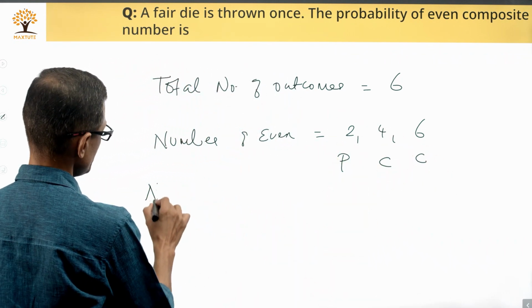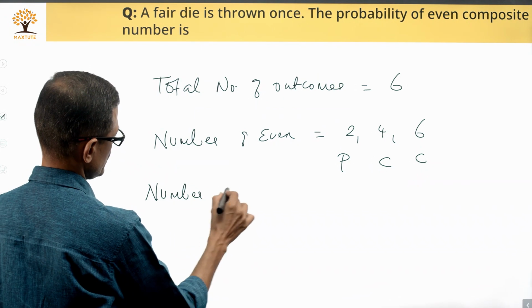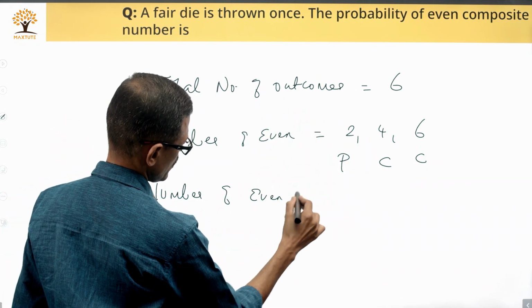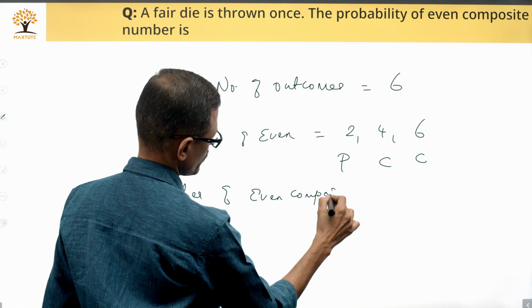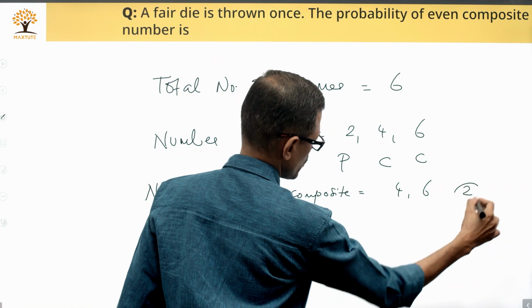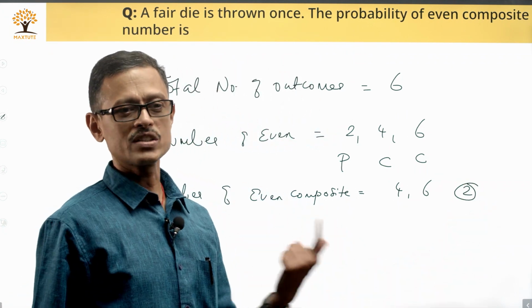So, for the number of even composite numbers, you have to be very careful, right? Composite is what it says. So, the even composite numbers when you throw a die once will essentially be 4 and 6. So, what is the total count that we have there? We have a count of 2 such numbers.